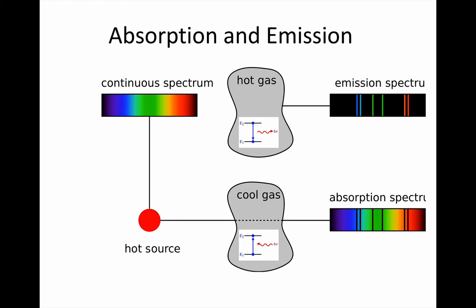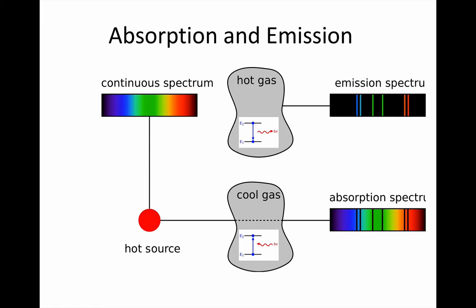In fact, the bluer lines correspond to bigger energy jumps, maybe from level 5 or 6 down to level 1 or 2, whereas the red lines are smaller energy jumps, maybe from level 2 to 1.